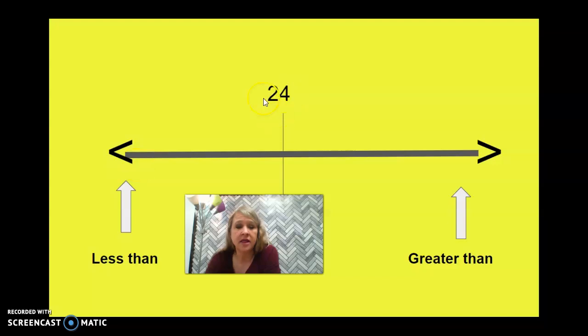Another way to help you remember the greater than and less than signs is to look at a number line. The numbers that are going this direction are going to be less than 24. Less than would be on this side of the number line. Numbers that are going in this direction on the number line are going to be greater than 24. These numbers are getting larger. So less than, greater than. Say that with me. Less than, greater than.